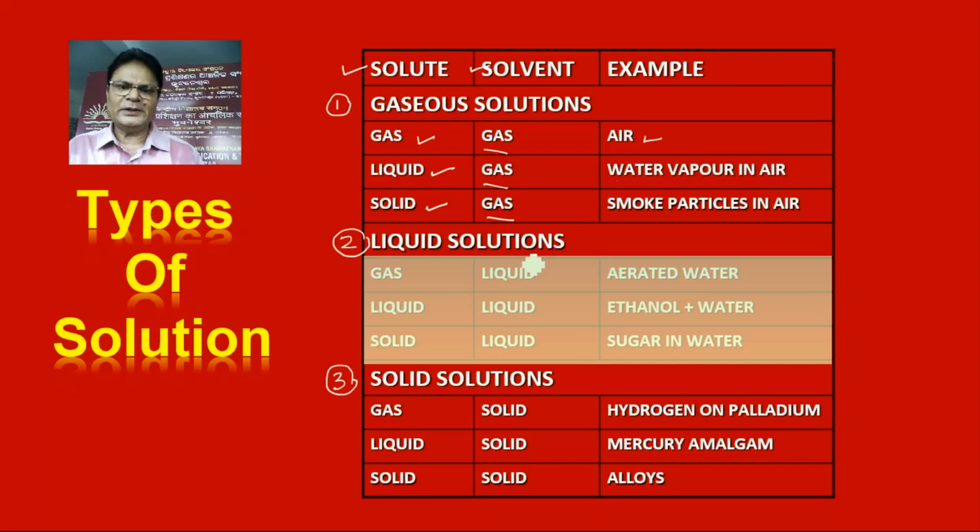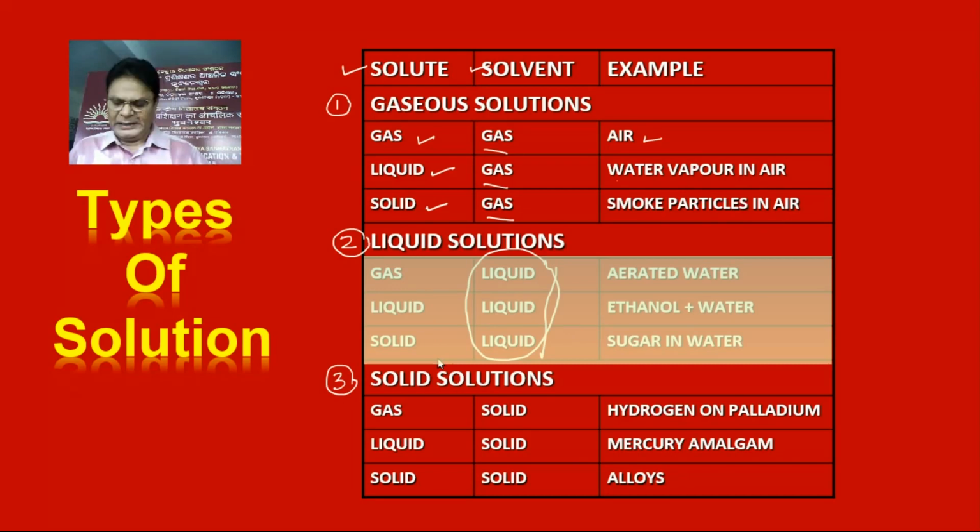Now let us look at the liquid solution. In a liquid solution, the physical state of the solution is liquid. This happens when the solvent is liquid. What about the solute? The solute may be gas, liquid, or solid. If the solute is gas and the solvent is liquid, then we get a solution, for example, aerated water. When both solute and solvent are liquid, then we get a solution in liquid state, for example, ethanol in water. Many more examples you can find in your textbook.